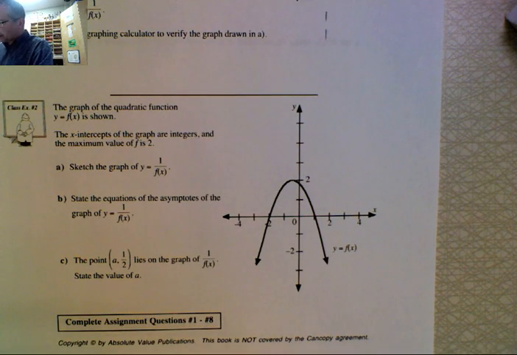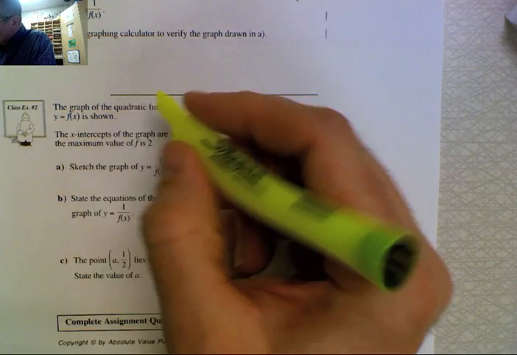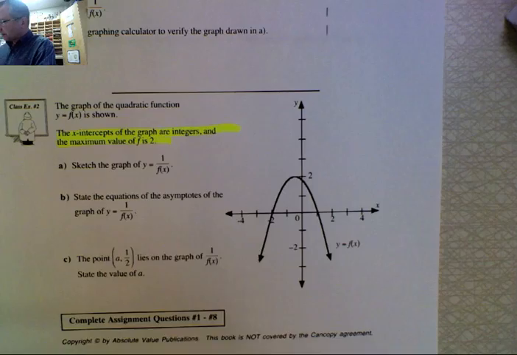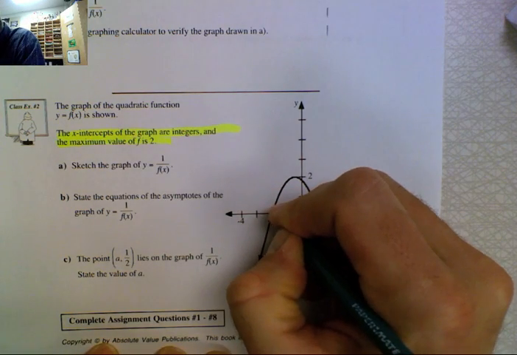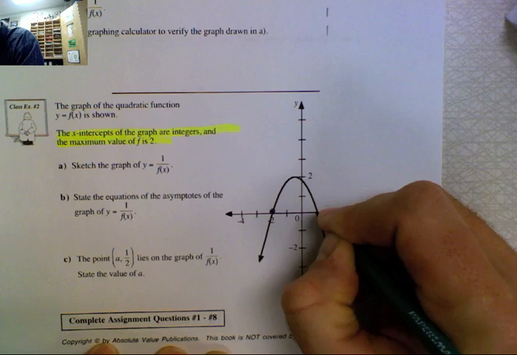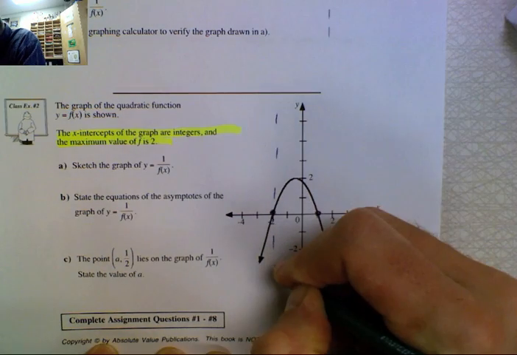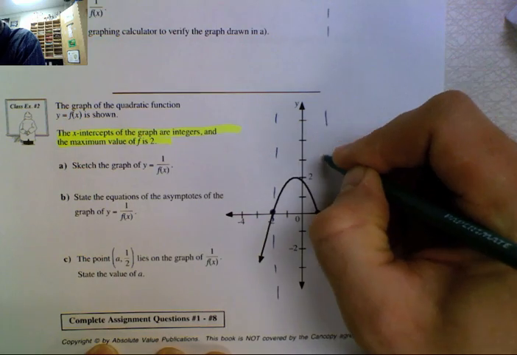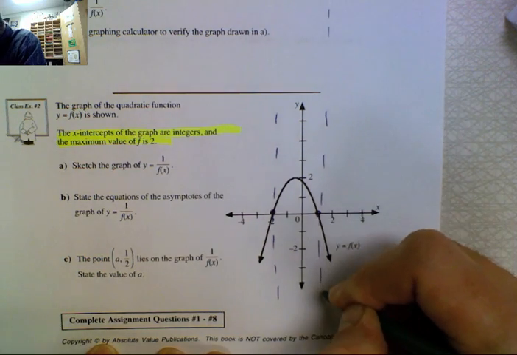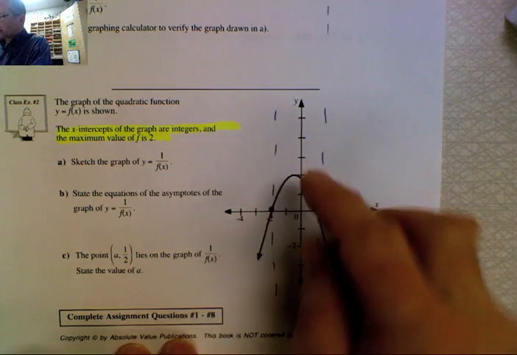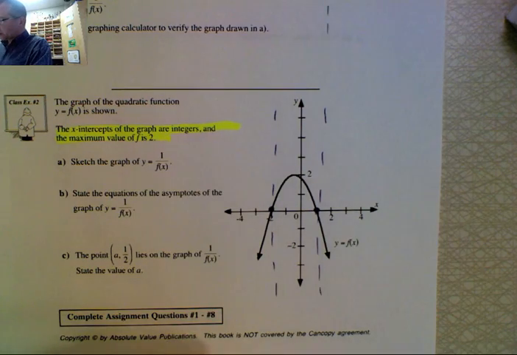It tells us a couple of other pieces of information. It says the x-intercepts in this graph are integers, and the maximum value in this graph is 2. If you notice, we have x-intercepts at -2 and at +1. So we are going to have vertical asymptotes at -2 and at +1. So that's the first thing we're going to do. We found our x-intercepts, we drew in our asymptotes.